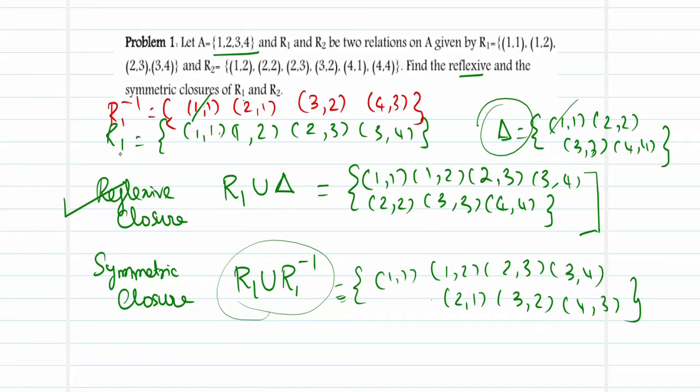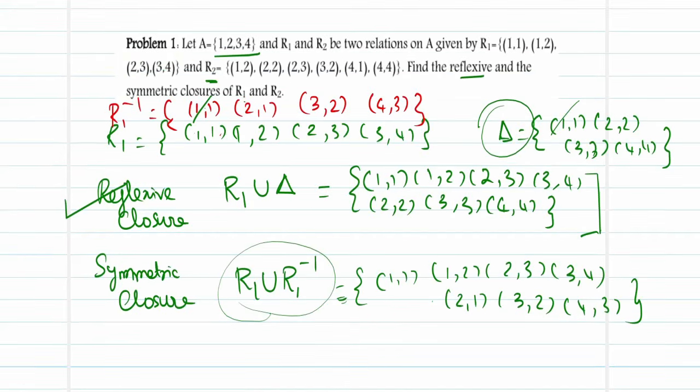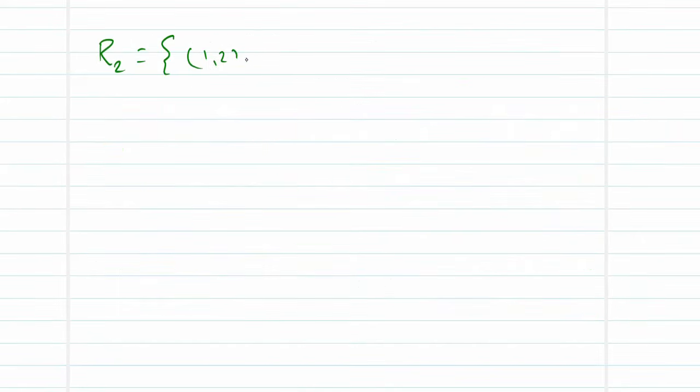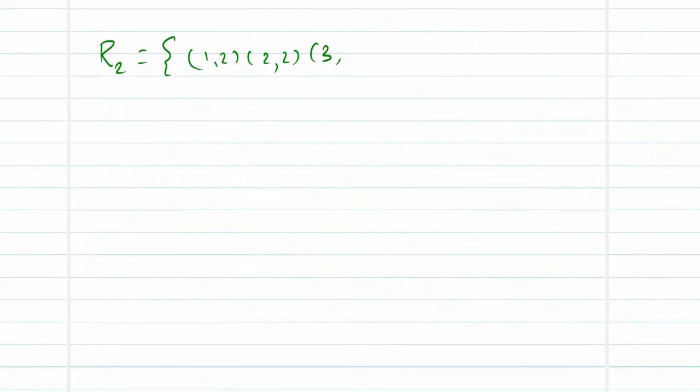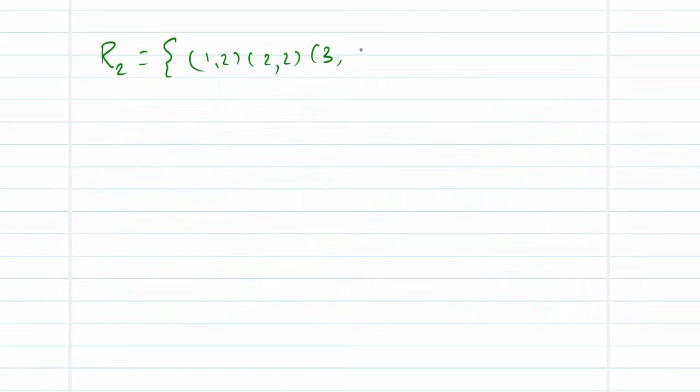Now we have tried this for the relation R1. I hope you friends can try it for the relation R2 too. Can we? So I have the relation R2 given by (1,2), (2,2), (2,3), (4,1), (3,2), (4,1) and (4,4).